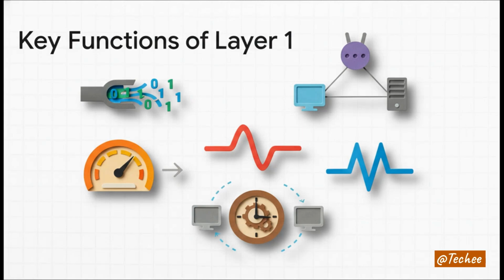This layer is all about the stuff you can actually touch. It defines how those digital ones and zeros get turned into electrical pulses or little flashes of light. It's what determines the physical layout of your network, how fast your connection is, and even the super precise timing that keeps all of your devices perfectly in sync.